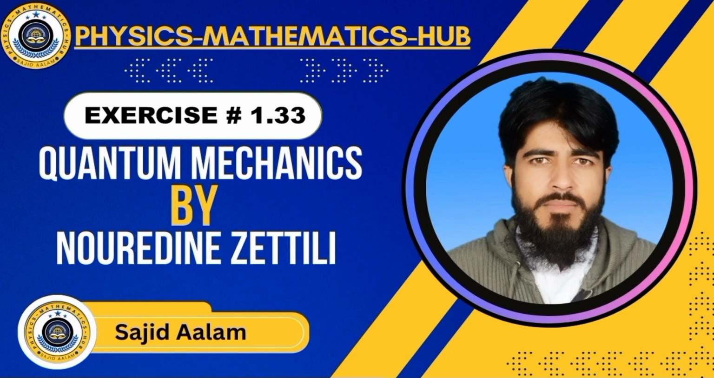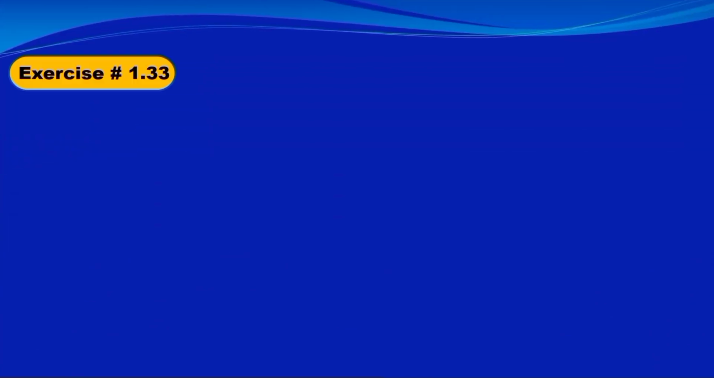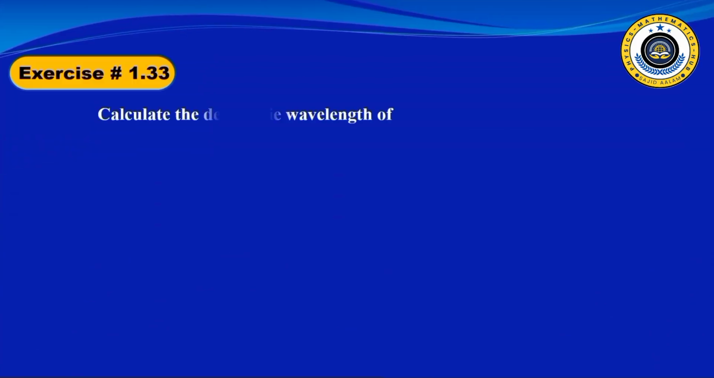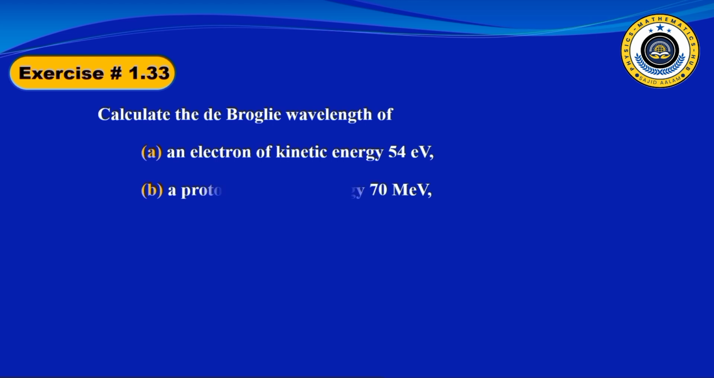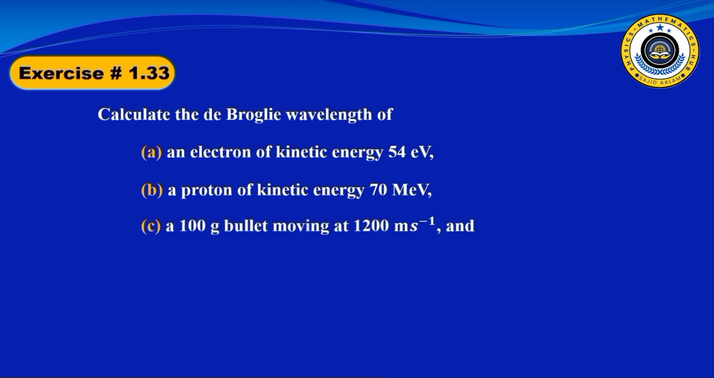So let's begin. Statement of the question is: calculate the de Broglie wavelength of an electron of kinetic energy 54 electron volt, a proton of kinetic energy 70 mega electron volt, and a 100-gram bullet moving at 1200 meters per second.